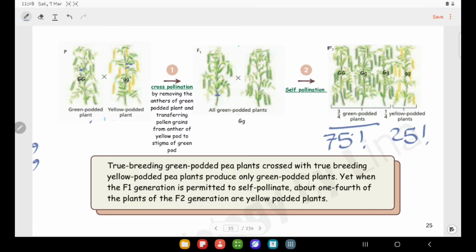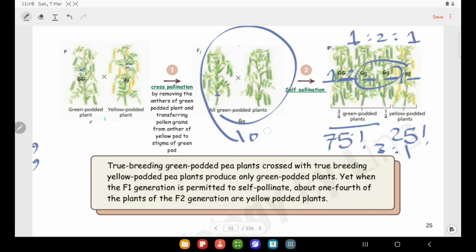And if we talk about the genotype, not the phenotype, we have one G capital G capital, two G capital G small, and one G small G small. So the ratio for genotype is 1 to 2 to 1, while for phenotype it's 3 to 1. In every cross he did, he got the same result: in F1, 100% the dominant trait appears, and in F2 the dominant appears in 75%, while the recessive appears in 25%.